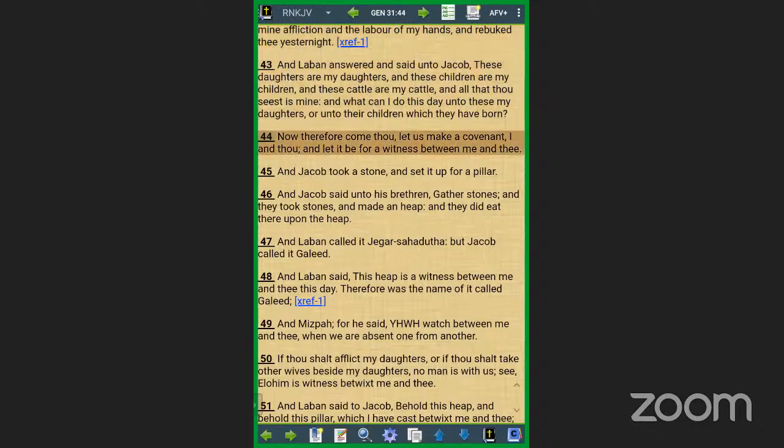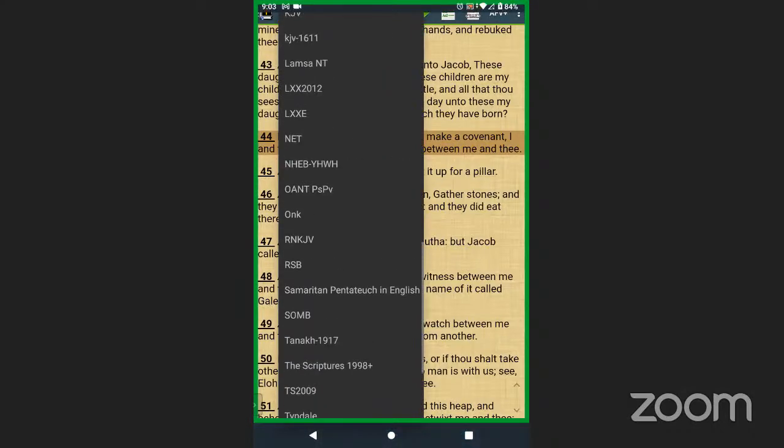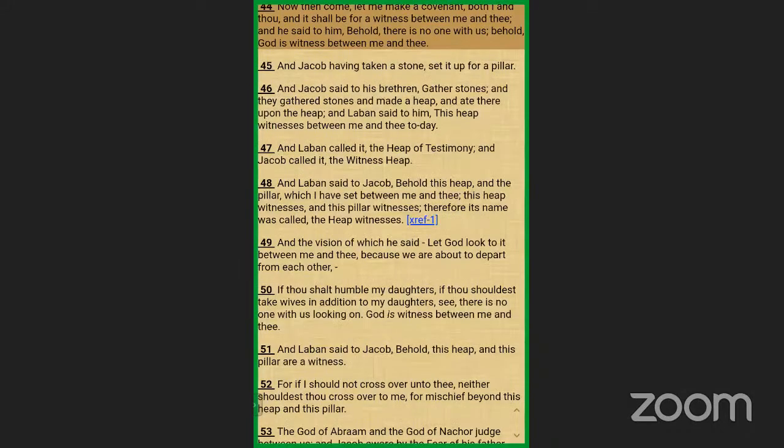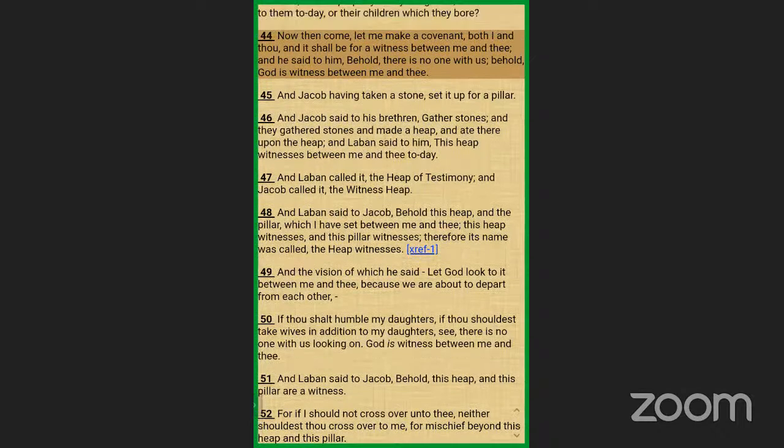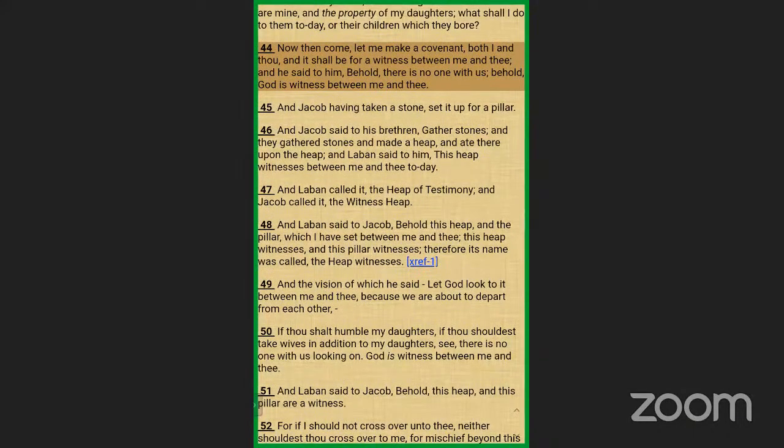Yeah, so it just says in the Masoretic, now therefore come you, let us make a covenant, I and you, and let it be for witness between me and you. Where the Septuagint says, and now then come, let me make a covenant, both I and you, and it shall be for a witness between me and you. And he said to him, behold, there is no one with us. Behold, Elohim is witness between me and you.